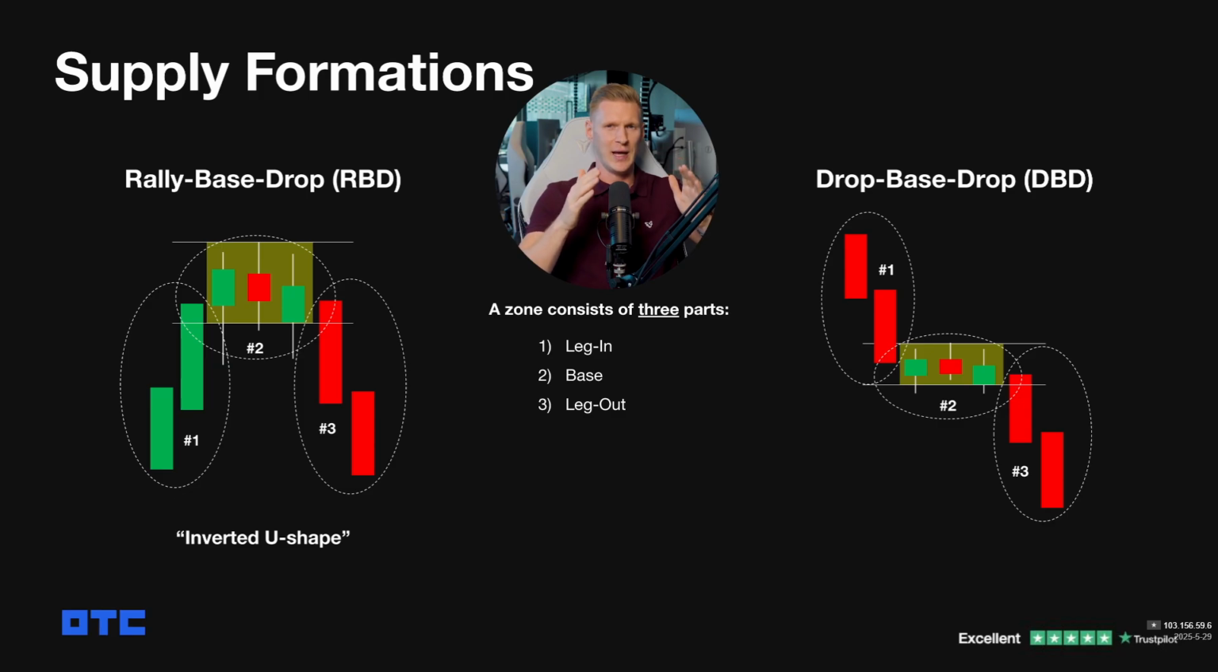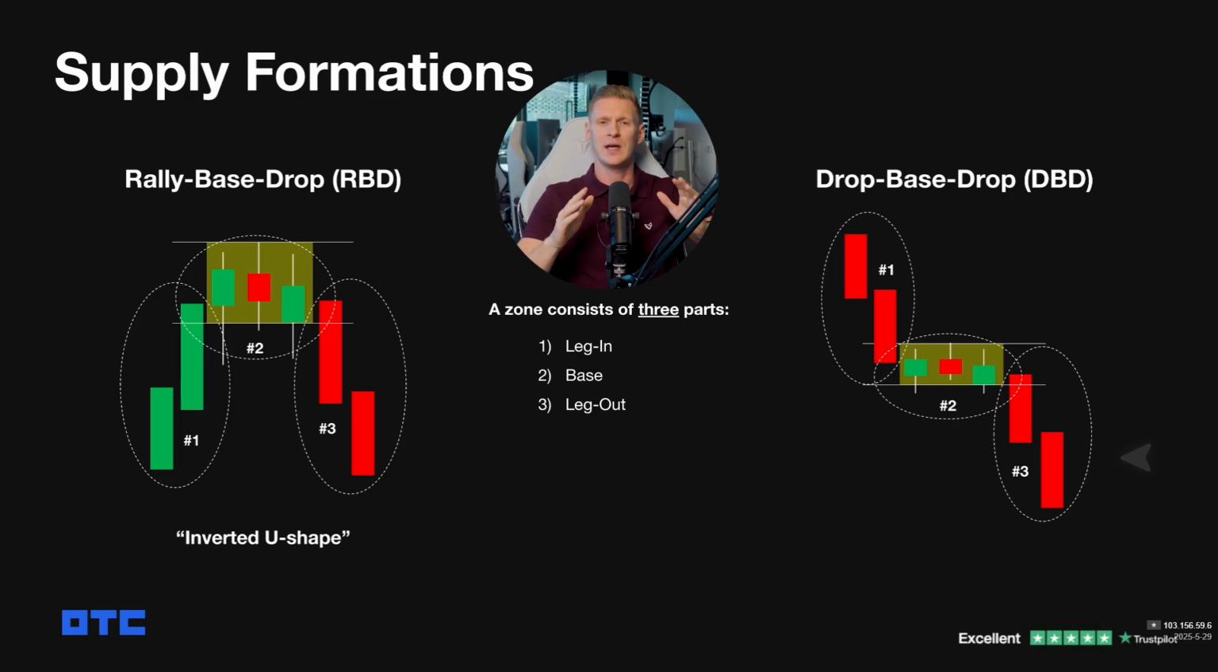Now, let's apply the same structure to our two supply formations, the rally base drop and the drop base drop. In the rally base drop, which has an inverted U shape, you will see the rally as a leg in, the base as a middle segment, and the drop as a leg out. For the drop base drop, the initial drop serves as a leg in, the base remains the base, and the final drop is a leg out.